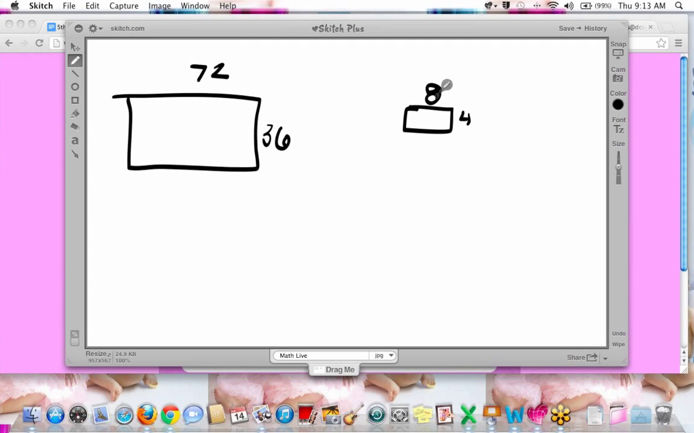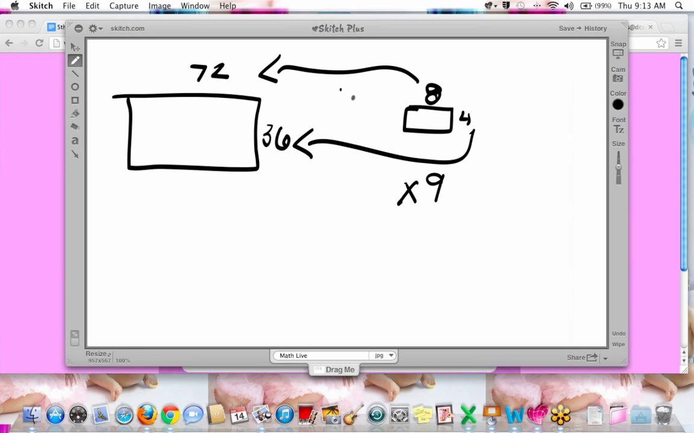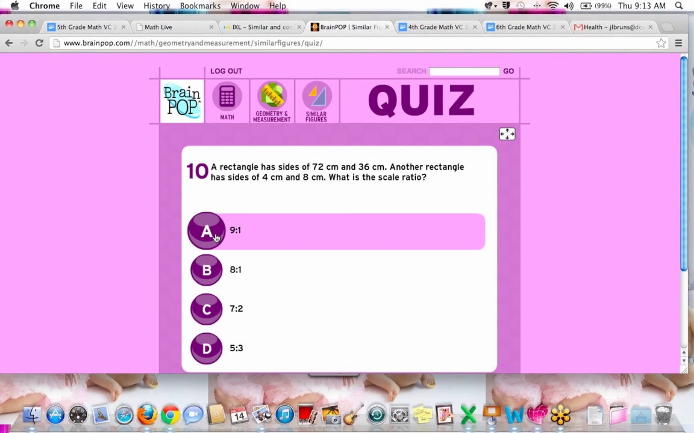All right, so let's look at how all of these numbers are related. Just think in your mind, what do I do to a 4 to end up with 36? Multiply it by 9, right? What if I multiplied 8 by 9? Do I end up with 72? I do. So how much bigger is this rectangle? It should be 9 times bigger. So here is our proportion, 9 to 1.